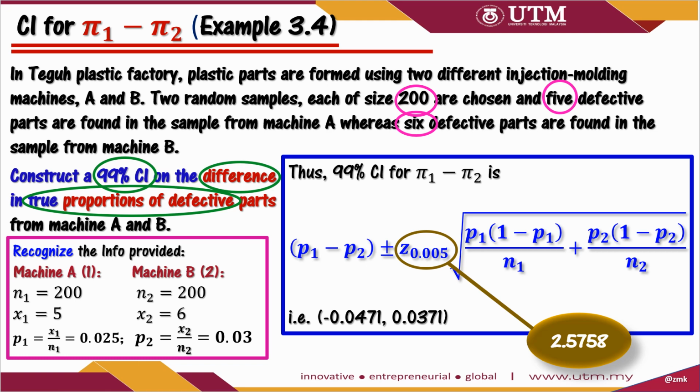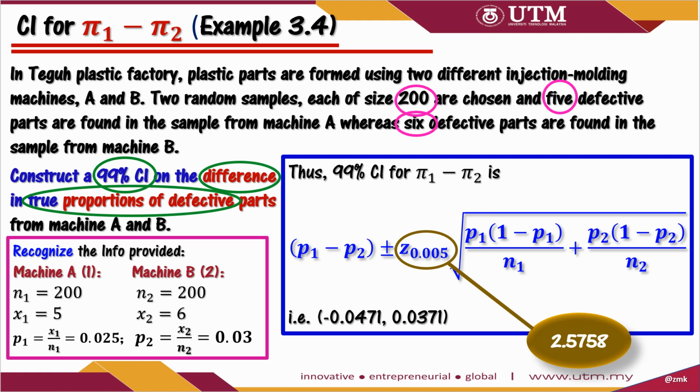0.0371. You can also construct the confidence interval for pi2 minus pi1, but be sure that you will start the formula with the point estimate for pi2 minus pi1, which is p2 minus p1, not p1 minus p2. So please be consistent in your steps. Either using p1 minus p2 or p2 minus p1 in the formula, you will get the same inference or interpretation. In this example, the lower limit indicates a negative difference, whereas the upper limit indicates a positive difference.